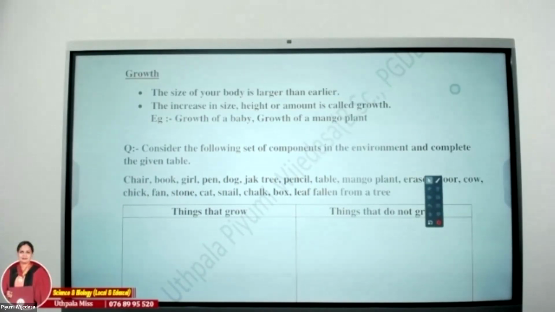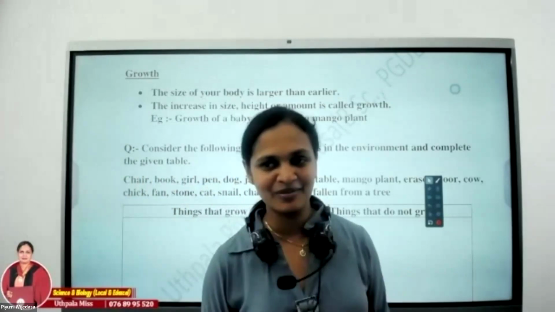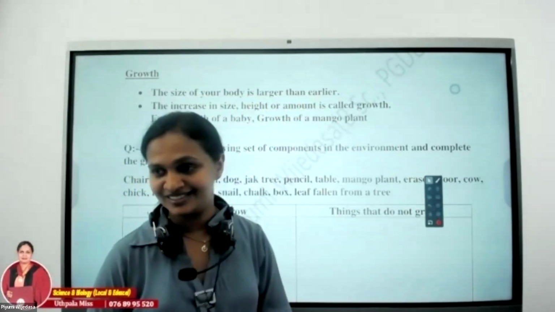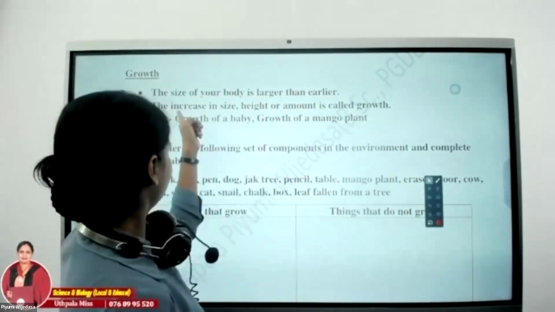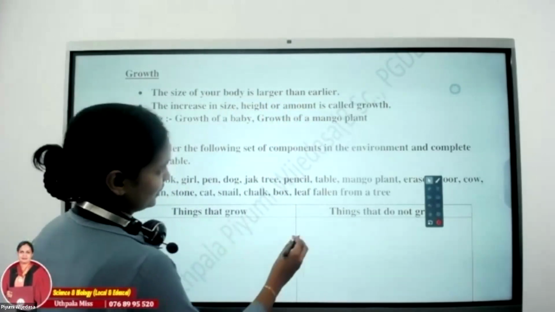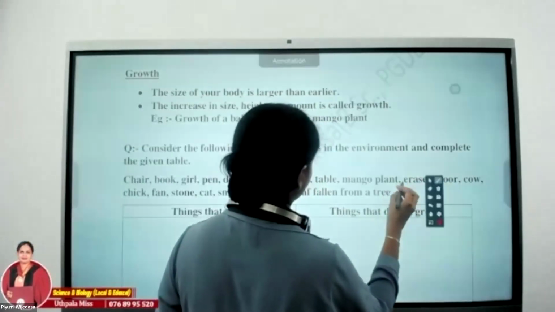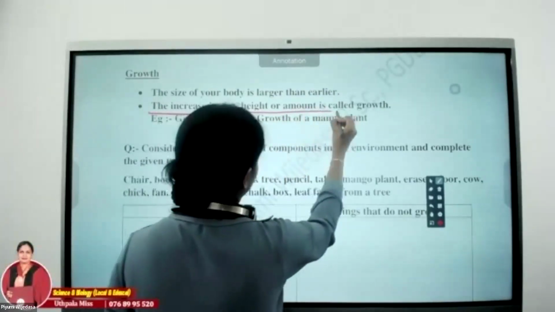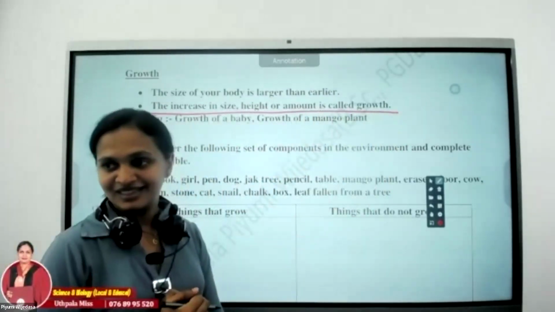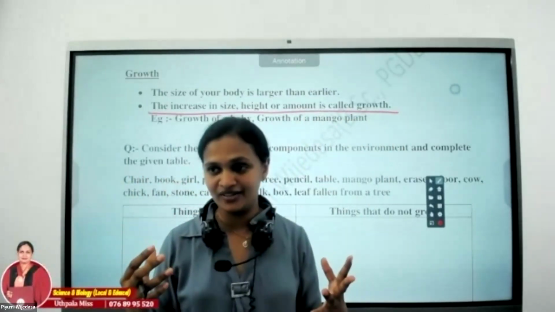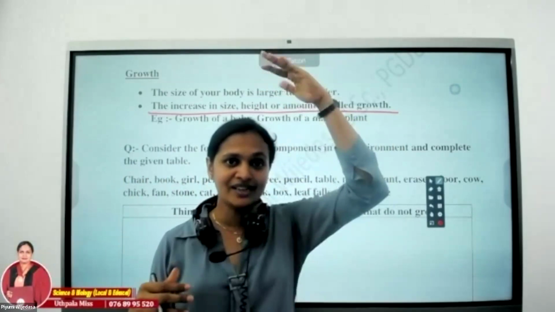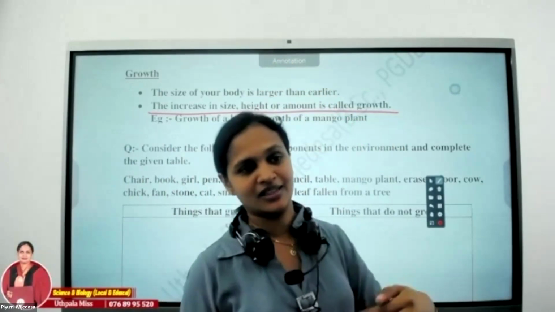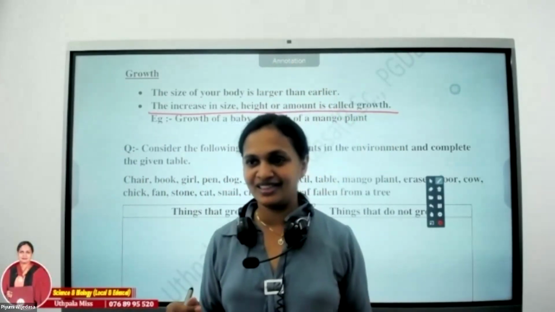We have all grown with time, right? So what do you mean by growth? The size of your body is larger than earlier. The increase in size is very important. Increase in size, height or amount is called growth. Height means the height increases, and amount we can also say is quantity.